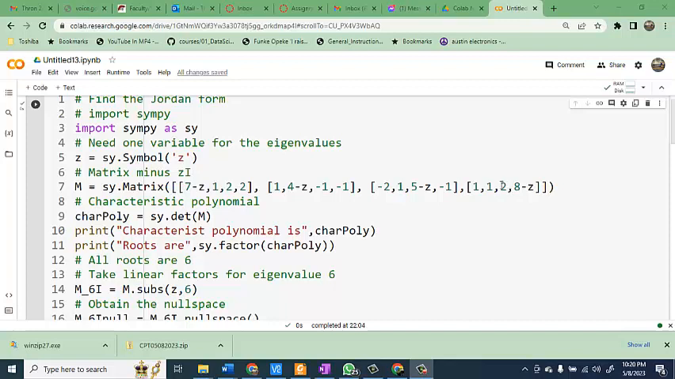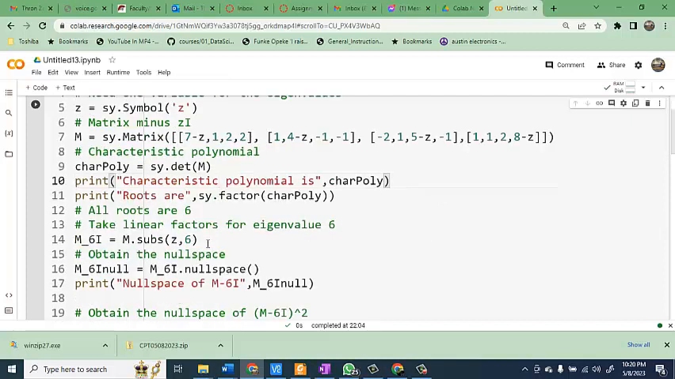Now, notice what I've done here is I've subtracted z. And I'm using SymPy for this because I don't actually know how to do it any other way. To find the characteristic polynomial, I take the determinant of M minus zI, and SymPy allows me to do that symbolically. So here I take the determinant, and then I get the characteristic polynomial.